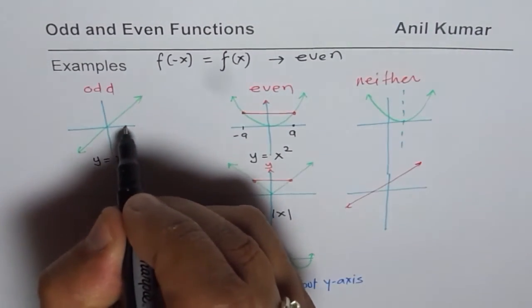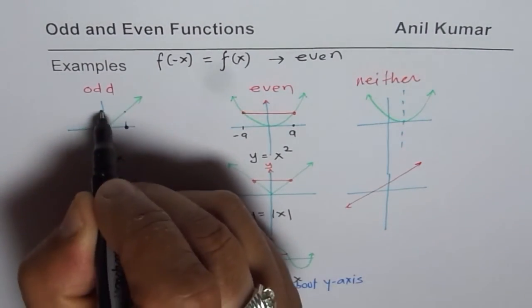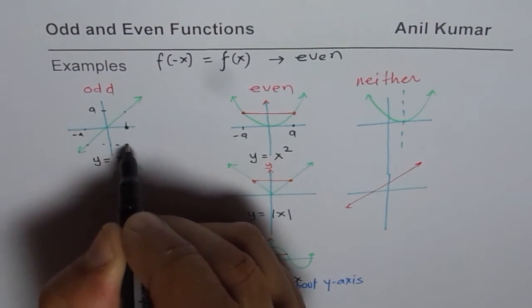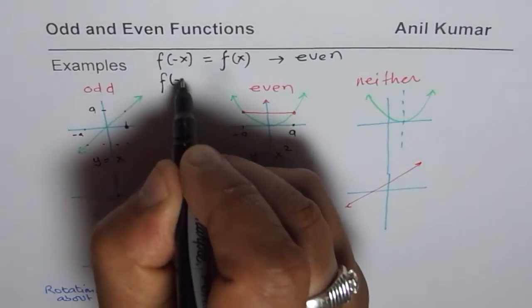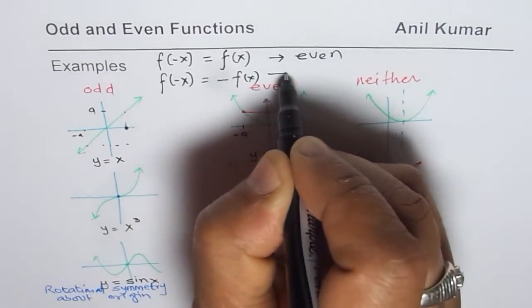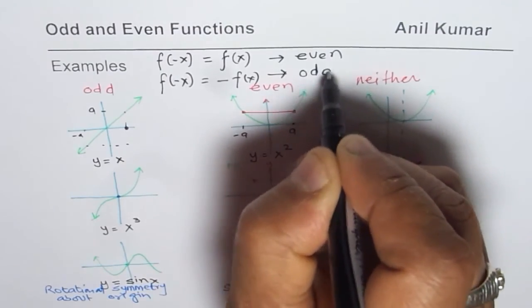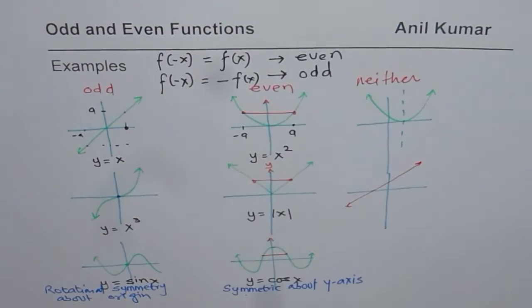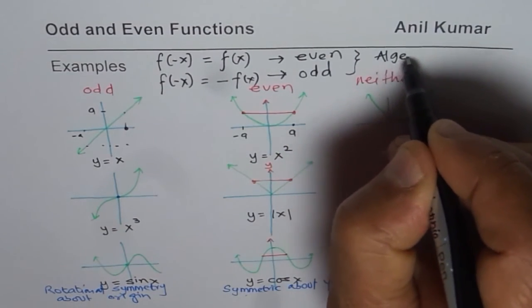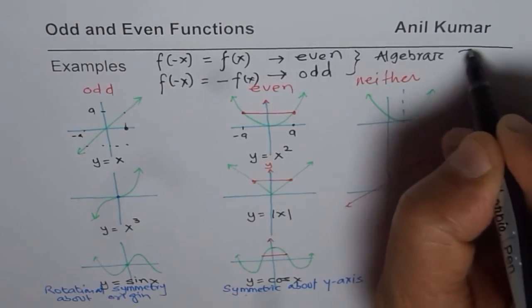However, here what you notice is that for a, the value is a, but for minus a, it is minus a, right? So if f of minus x is equal to minus f of x, in that case, the function is odd, right? So that is algebraic reasoning. So that is algebraic. We will call it test.